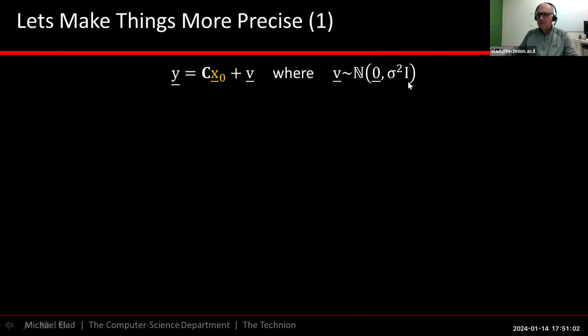Zero mean IID noise, okay? It's a typical assumption, we do it a lot. So now we are trying to recover x naught from y. How do you do it?